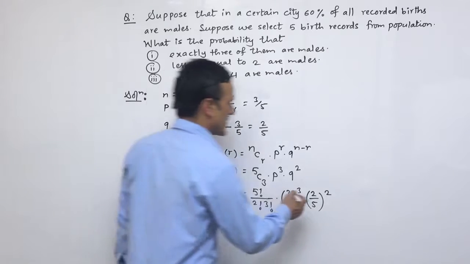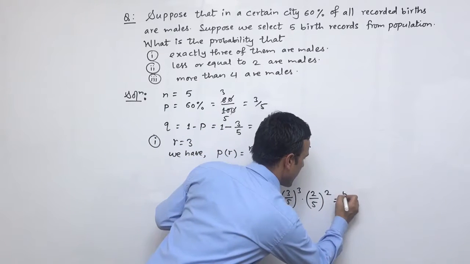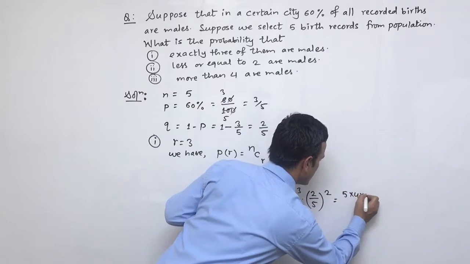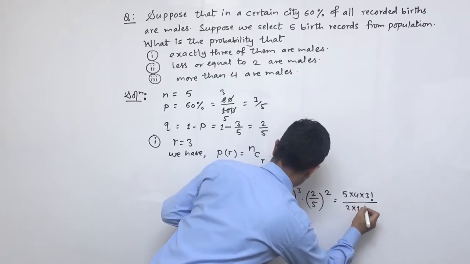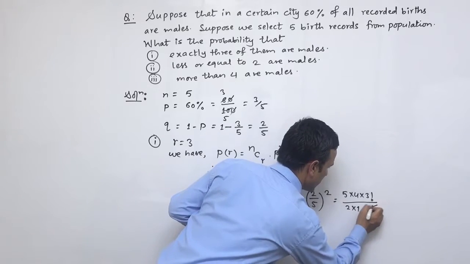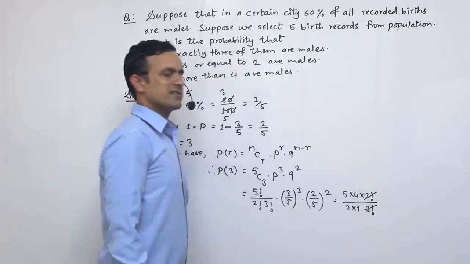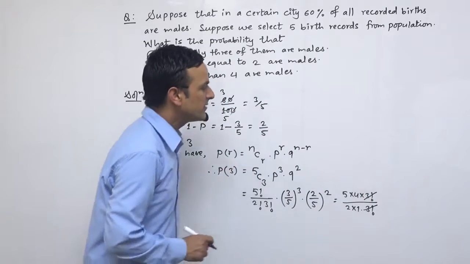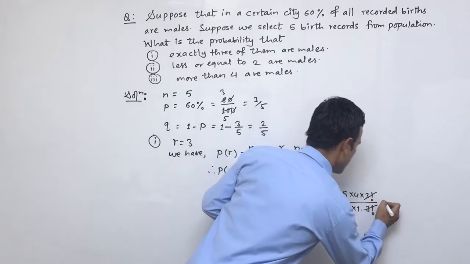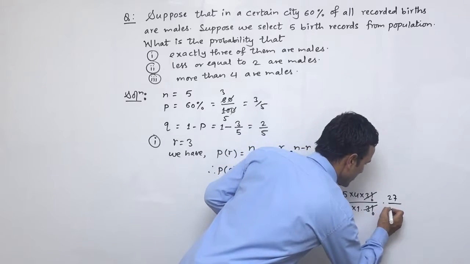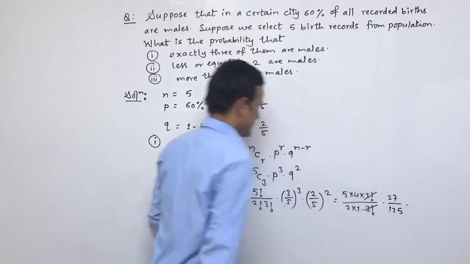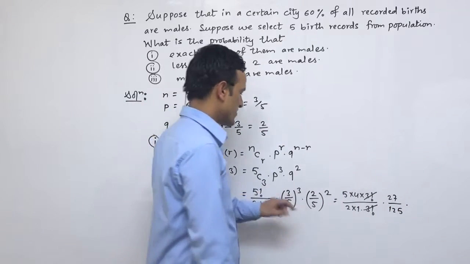So now solve it. We can solve it like this: 5 into 4 into 3 factorial, and 2 into 1 and 3 factorial. The same factorial we can cancel. And 3 cube means 27. 5 cube means 125. 5 5s are 25, 5 25s are 125.